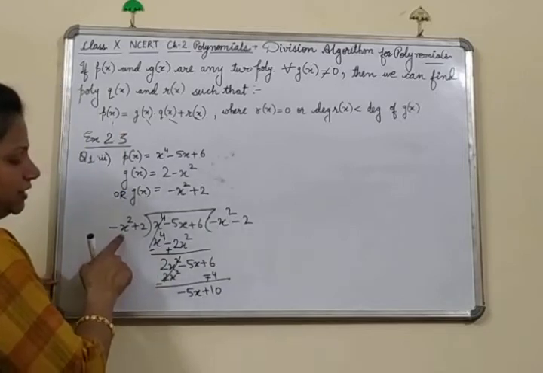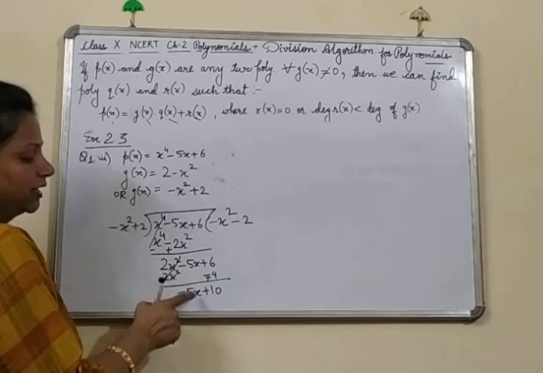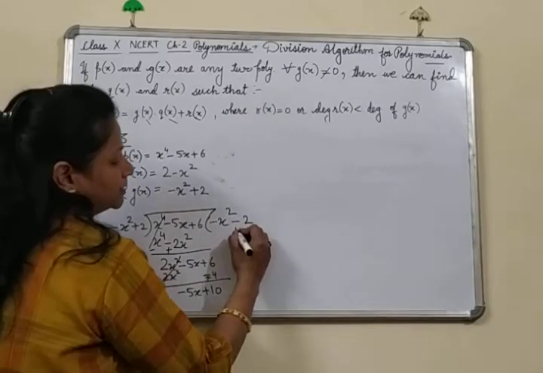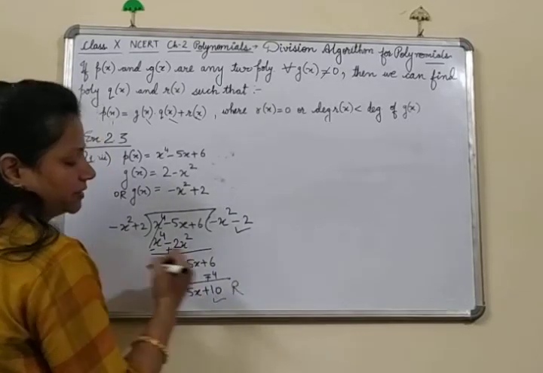Now we see the degree of g(x) is 2, and the degree of r(x) is 1. Therefore we leave it here like this. That means this becomes the quotient and this becomes the remainder.